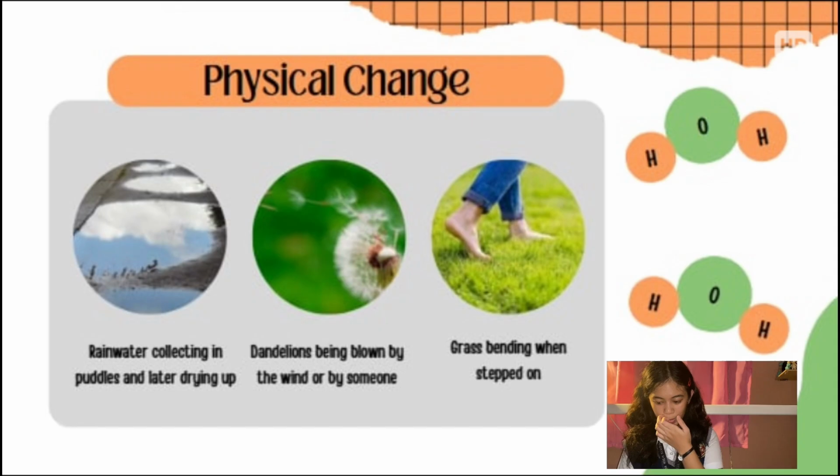For number 5, we have dandelions being blown by the wind or by someone. Dandelions being blown by the wind or by someone is a physical change because only the seeds are scattered and separated from the flower. The process changes the appearance and arrangement of the dandelion. For number 6, our last example, we have grass bending when stepped on. It is a physical change because only its shape is altered. The grass blades are pressed down temporarily, but their composition and structure remain the same.